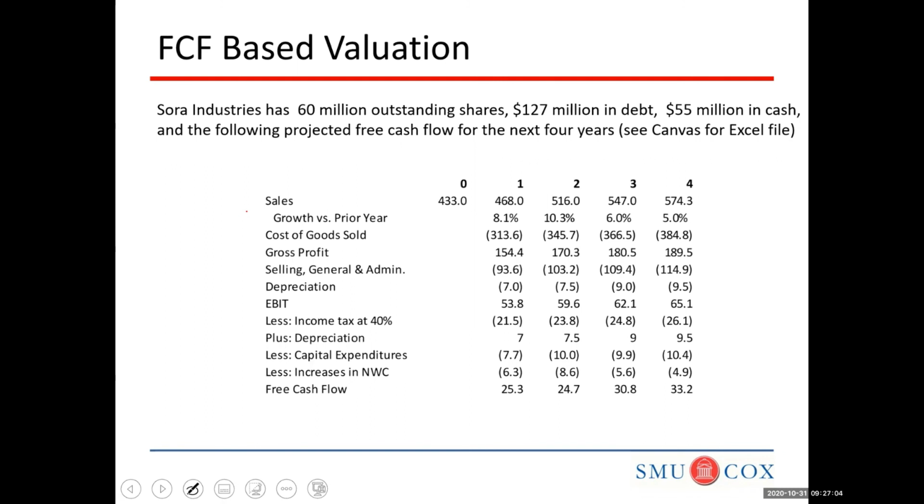Okay, and so at this point I'll switch into Excel, but let me read the problem here quickly. Soaring Industries has 60 million outstanding shares, and this will factor into the per share calculation. 127 million in debt, 55 million in cash, and net debt is basically total debt minus cash, right? So that's why we're given 2 here.